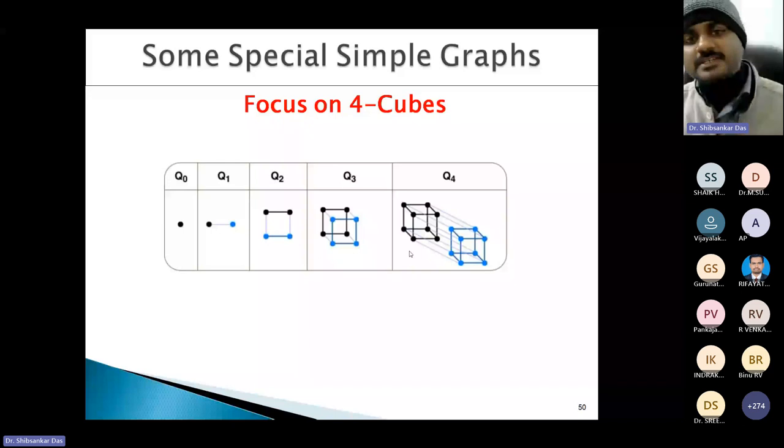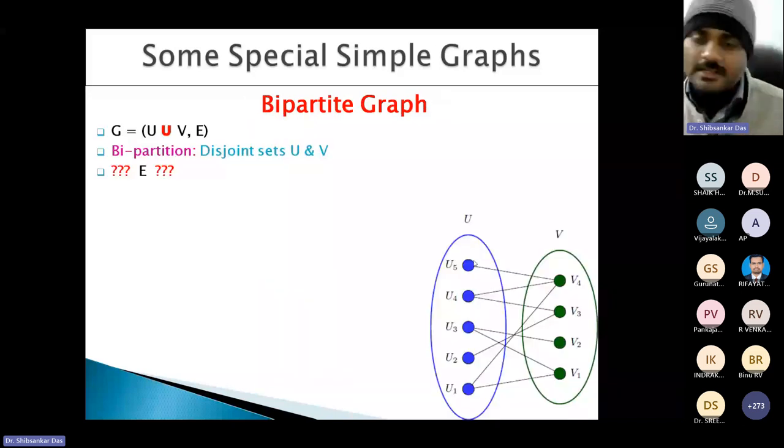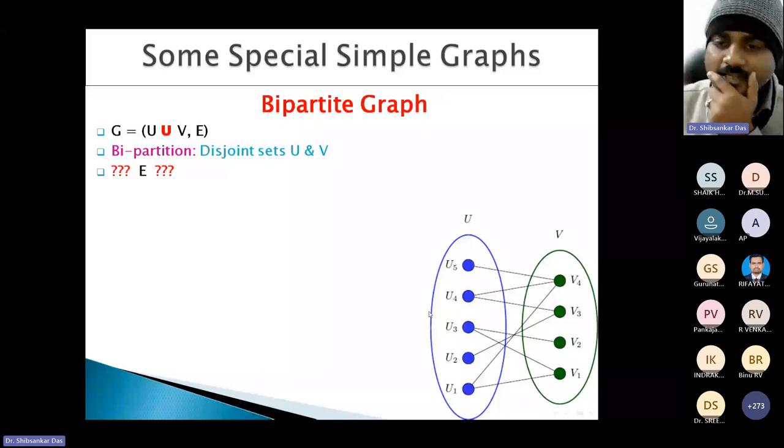Next is the bipartite graph. Basically, a class of graphs can be partitioned into two parts in terms of vertices. These vertex sets are represented by U and V. These are partitions. That is why it's called bipartition. The idea can be extended to n partitions also.